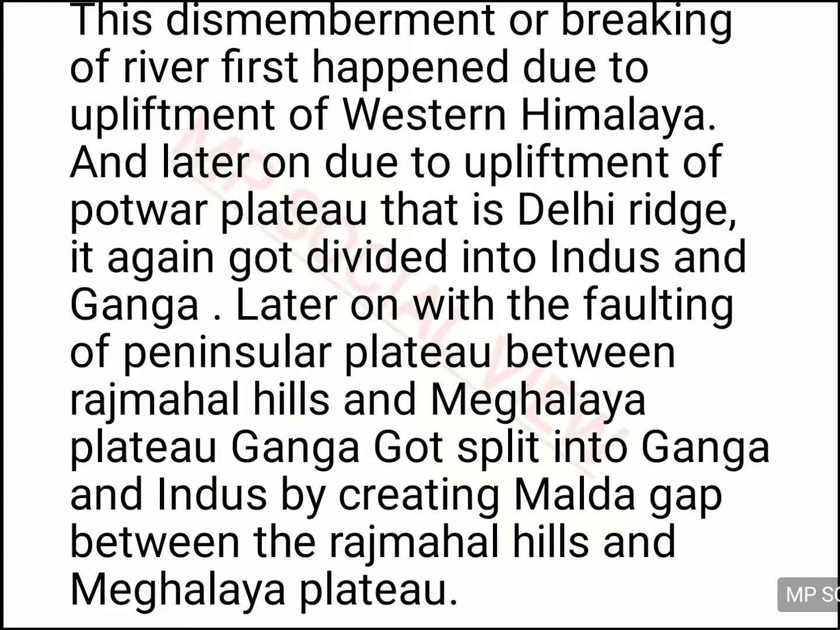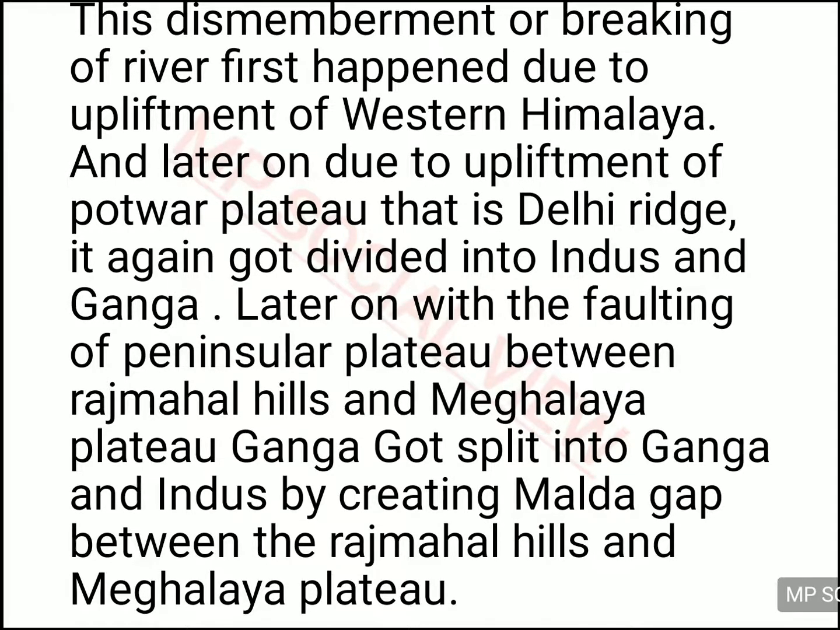And then again after some time, when the peninsular plateau was there and the Himalaya was uprising, faulting occurred in the peninsular plateau, and it was broken in 2 parts, between Rajmahal Hill and Meghalaya Plateau. Part of the peninsular plateau, that is Meghalaya Plateau, got separated from it, went to the northeastern side of India and settled in the northeastern state. So when this faulting occurred, again the river got broken into 2 parts.